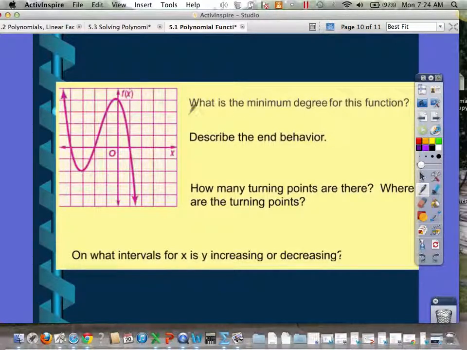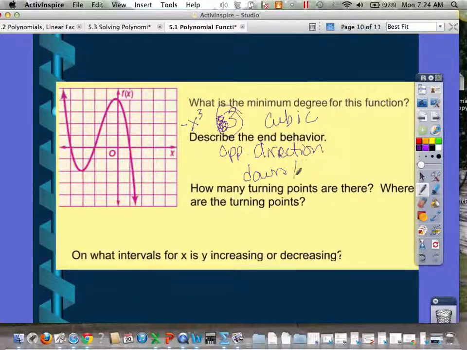All right, so what is the minimum degree of this function? Well, you should know by now it's got one parabola and then a turn, so this is a third degree. That would be cubic. This one's going left to right, so it's going to be a negative x to the third power. It's a degree of 3. Describe the end behavior. Opposite directions. And because it's negative, it's going down, then up.